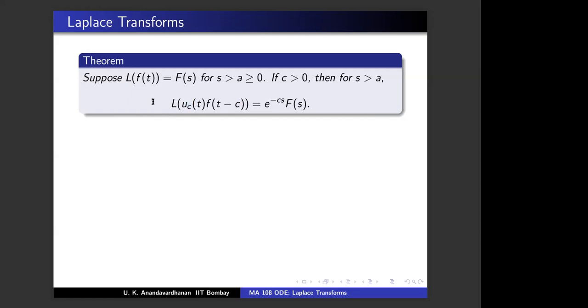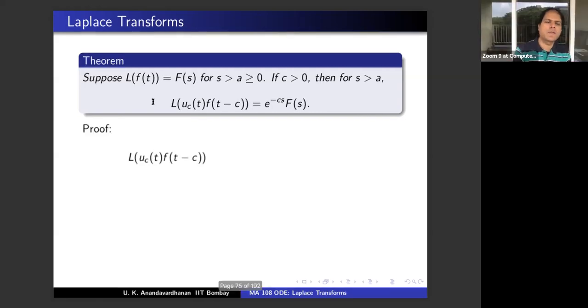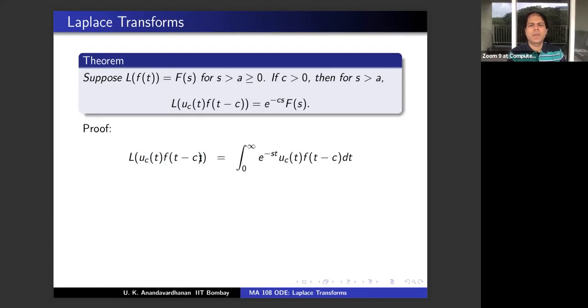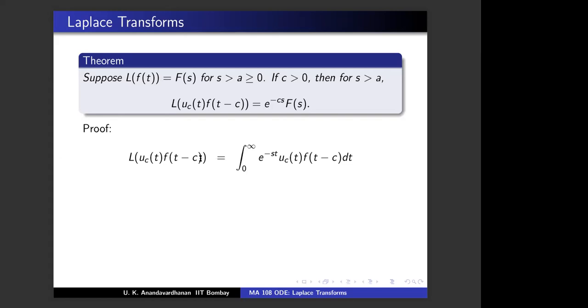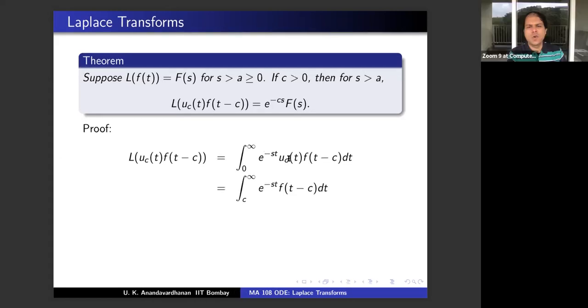Okay, so the proof is obvious. You just apply the definition. What is the definition of the Laplace transform? Integral from 0 to infinity of e power minus st times this function times dt. Agree? And now this will be integral from where to where? From c to infinity, because otherwise it goes away, and from c to infinity UC(t) is 1. So it is this. And what is your last step?